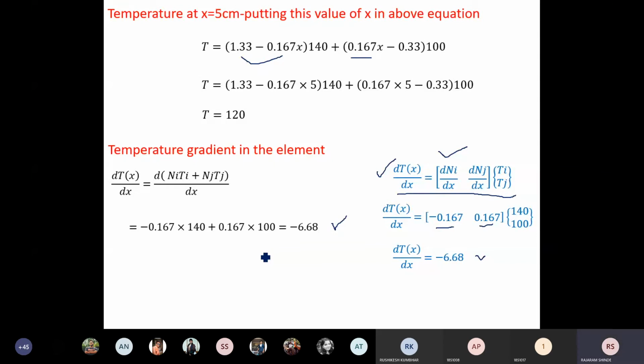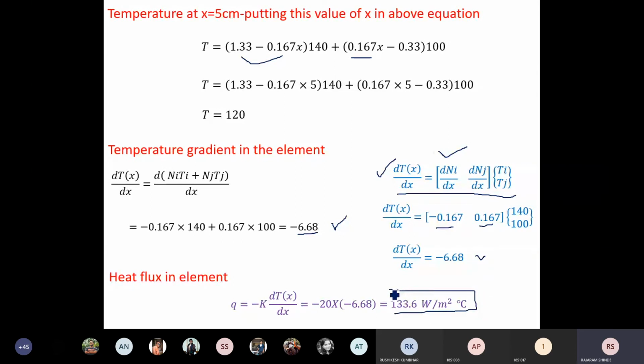Q is equal to minus k dT by dx. Now you see here heat flux, it is minus k dT by dx. K is given, that is 20, and dT by dx we have already calculated here. It is 20 into minus 6.68 is equal to 133.6. This is the heat flux through the element.